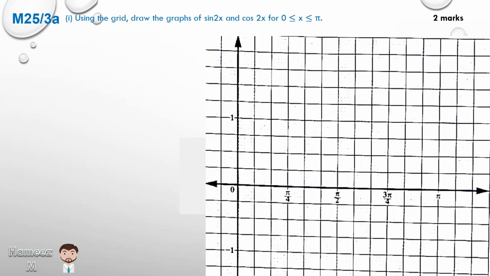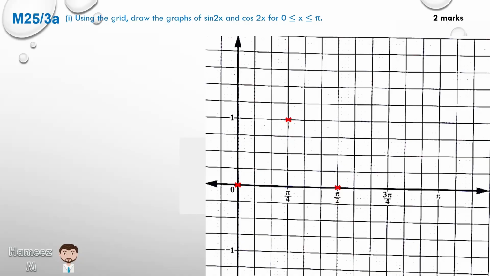So let's plot the points. When x is 0, 2 times 0 is 0, so sin of 2 times 0 is 0. When x is π/4, 2 times π/4 is π/2. Sin of π/2 is 1. When x is π/2, or 90 degrees, and we multiply by 2, that will give us 180 degrees, or π. Sin of π is 0.